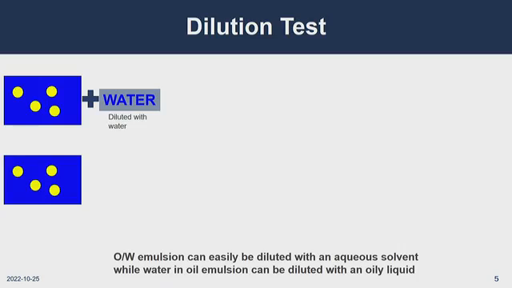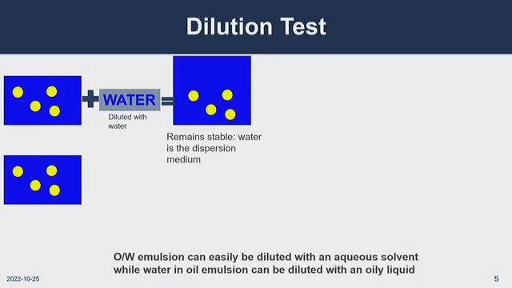So let's say we have an oil in water emulsion. If we add water to it, what do we get? Nothing. The emulsion won't be disturbed. Our emulsion will be diluted, but it will remain stable because it is oil in water. The droplets of oil are not disturbed.